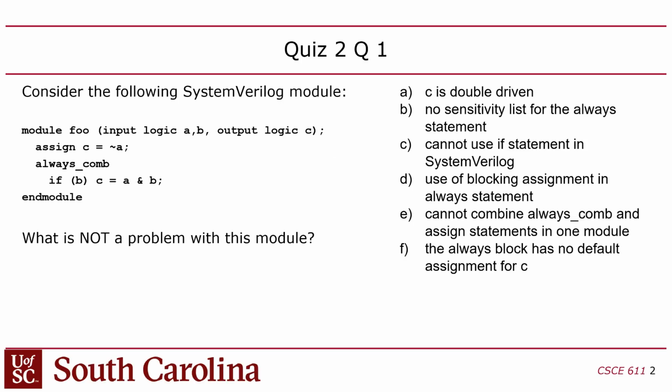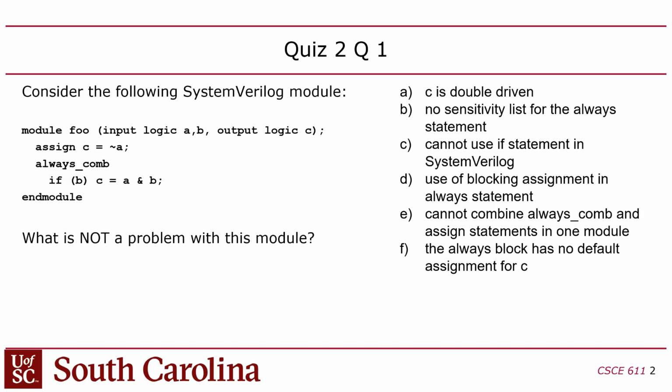Okay, now I got a few questions about quiz 2, and I had a request to go over that, so I'll go ahead and run through those questions here at the beginning. Question 1 was, consider the following System Verilog module. What is not a problem with this module? This was admittedly a little confusing. There are 6 options here, so you're looking for a statement in here that does not represent a problem or a bug.